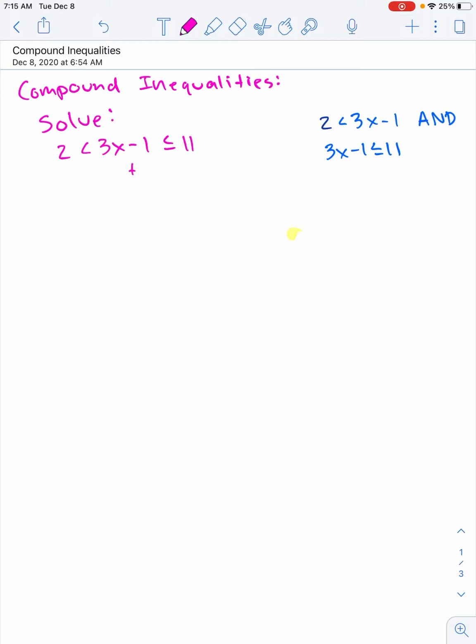To solve this, when I add 1, I have to add 1 to all three sides. So I have 3 less than 3x less than or equal to 12. And then when I divide by 3, I have to divide by 3 on all sides. So I have 1 less than x less than or equal to 4 as my final answer. And that's basically the same thing as saying x has to be greater than 1 and x has to be less than or equal to 4.